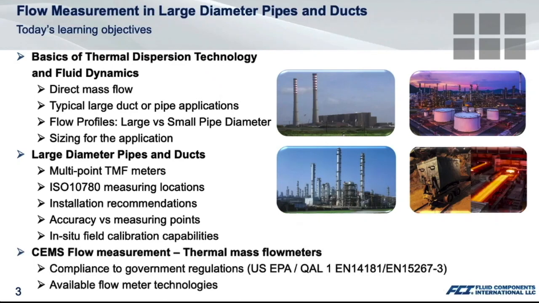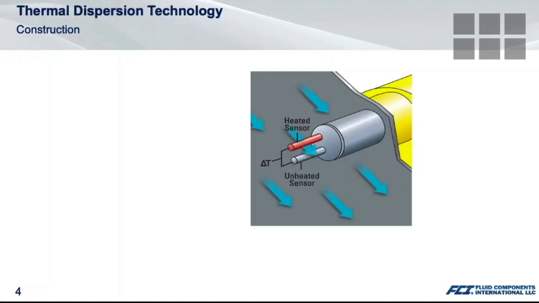And lastly, we'll discuss CEMS, continuous emissions monitoring systems flow measurement with thermal mass flow meters, which includes compliance to government regulations such as US EPA and QAL1, EN 14181, and EN 15267-3. And we'll also discuss other flow meter technologies available. So let's discuss thermal dispersion technology.